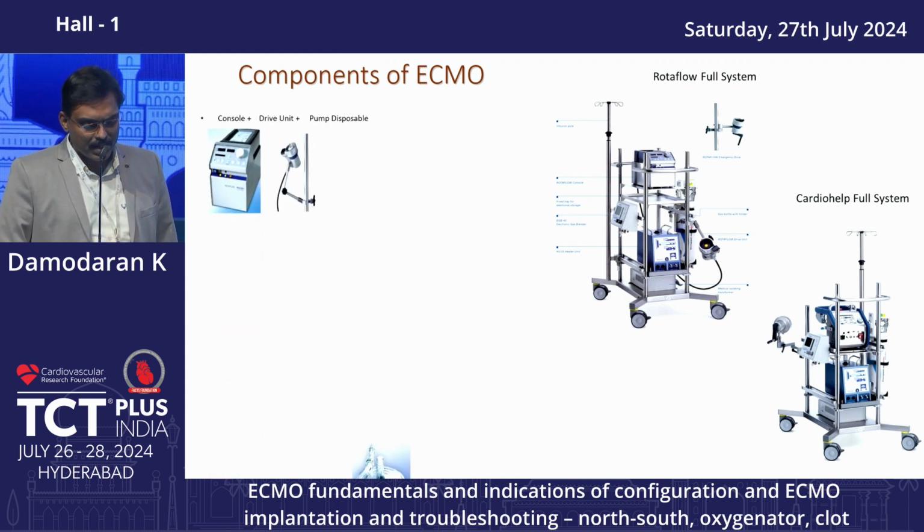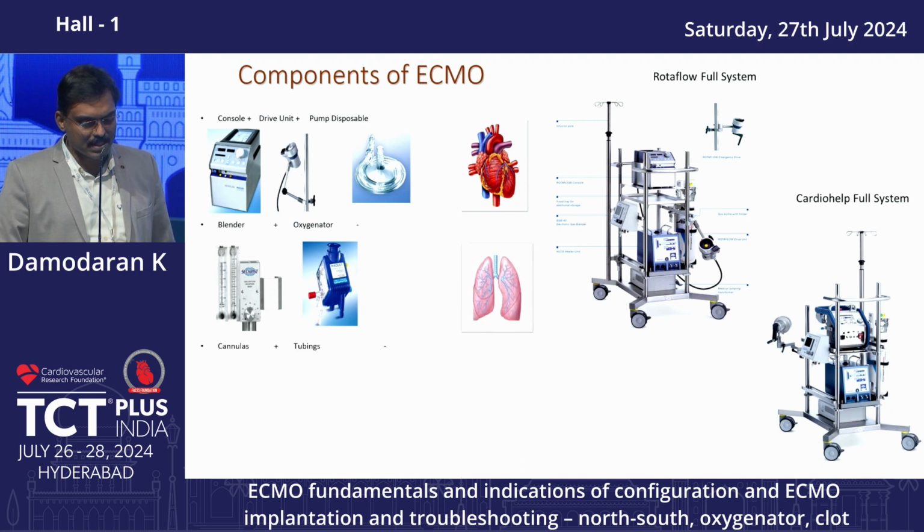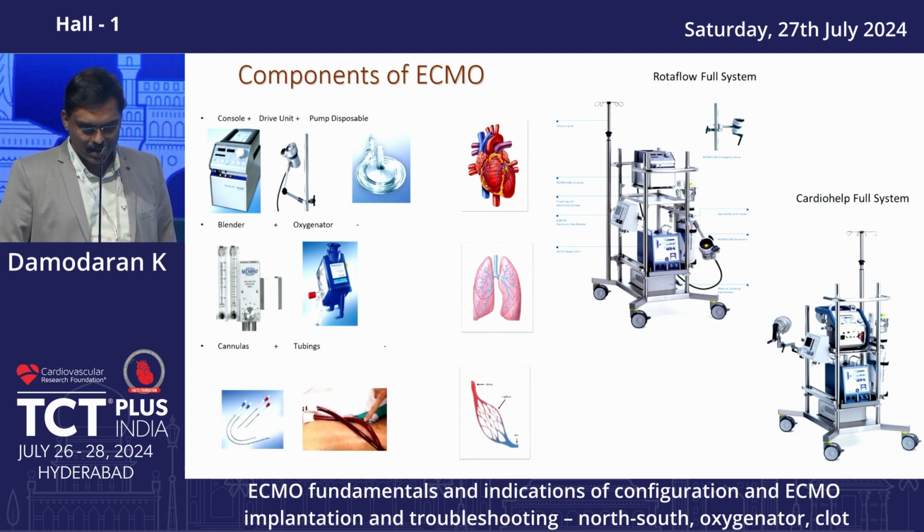The components of ECMO are easy to understand. To support the heart, there is a console, a drive unit, and a disposable pump, that is a centrifugal pump. Then there is the blender and the oxygenator membrane lung, which is made of polymethylpentene with hollow fibers through which the blood is transfused so that gas exchange occurs, and there are cannulas.